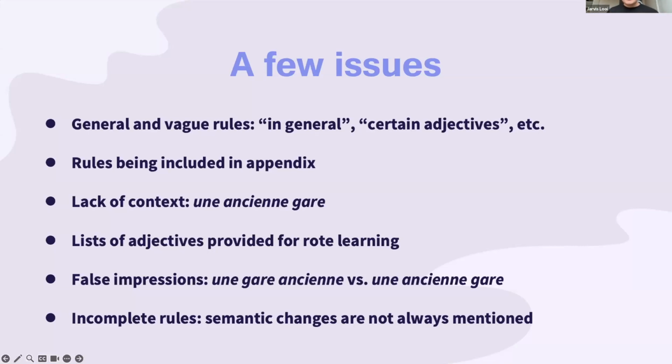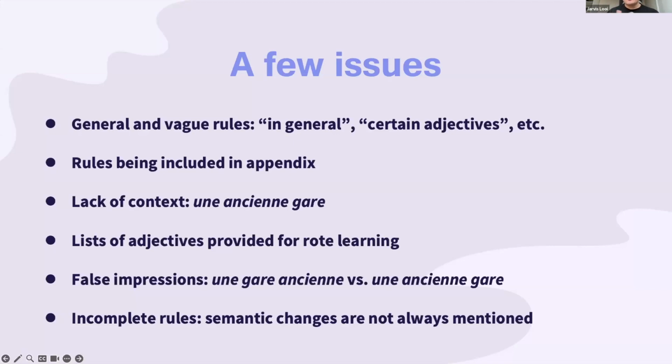And the long list of examples usually provided in these manuals are provided seemingly for memorization because there is no context. And then the rules often give false impressions that adjective placement is easy. For instance, for the particular adjective ancien, the manuals seem to suggest that there is a complementary distribution where a position is reserved for a particular meaning.